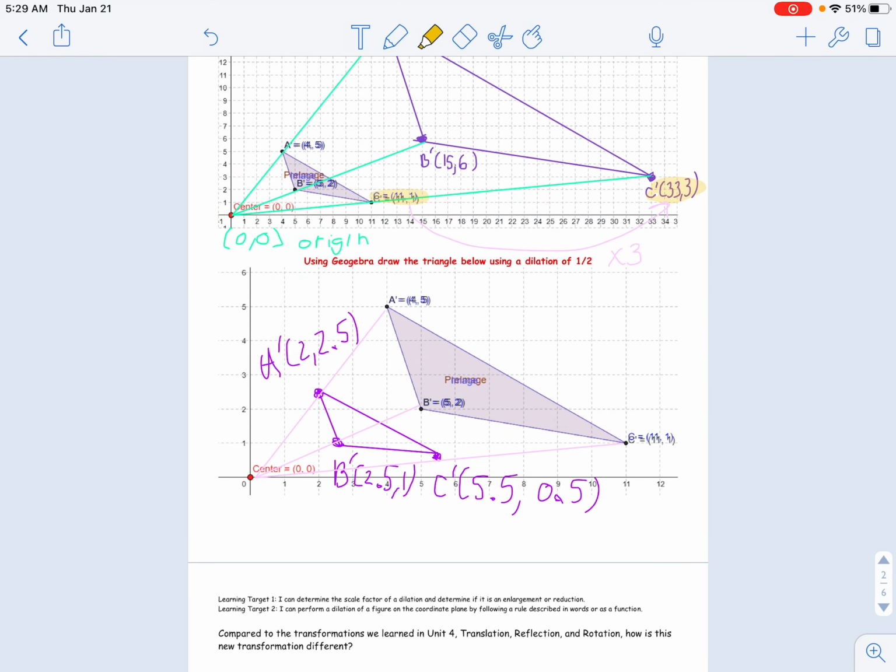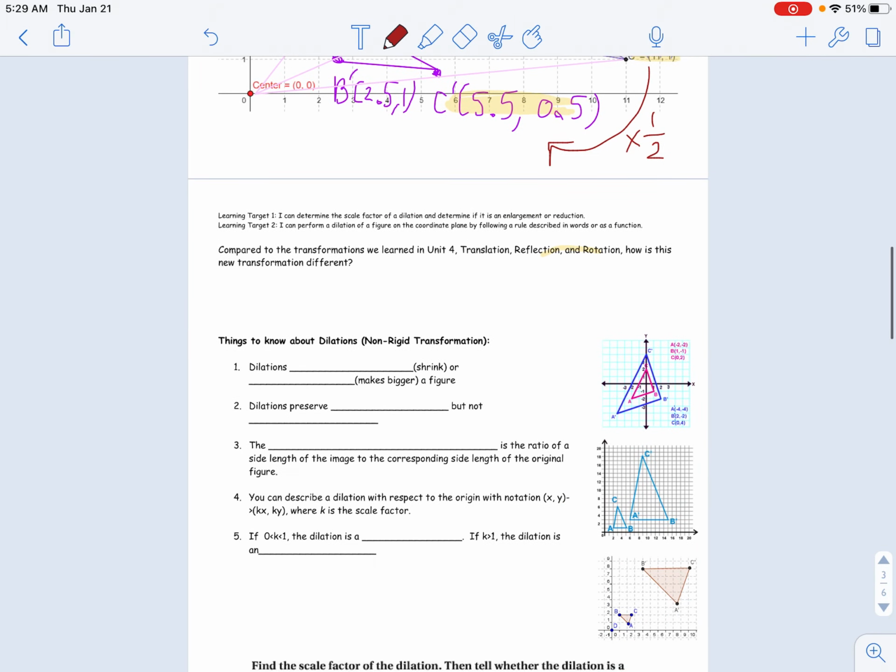Similarly, I mean, my handwriting's a little sloppy down here, but you're just going to have to deal with it. 11, 1 was C, 5.5, 0.5. We just multiplied it by half. So whatever the scale factor is, that's what we're actually multiplying each point by. And that's kind of going to be a big punchline moving forward.